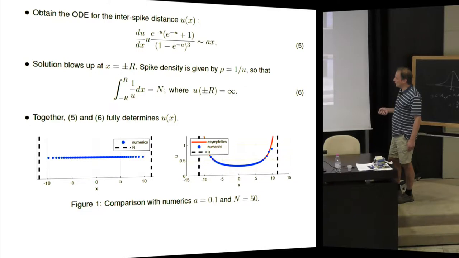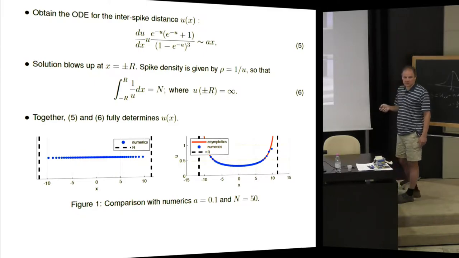You can also see this from the simulations, of course, because of the finiteness effect. You only have finite remaining spikes, but in a continuum limit, this interspike distance goes to infinity as you approach this boundary. Okay, so you're solving for this boundary r along with the u coupled through this integral equation.